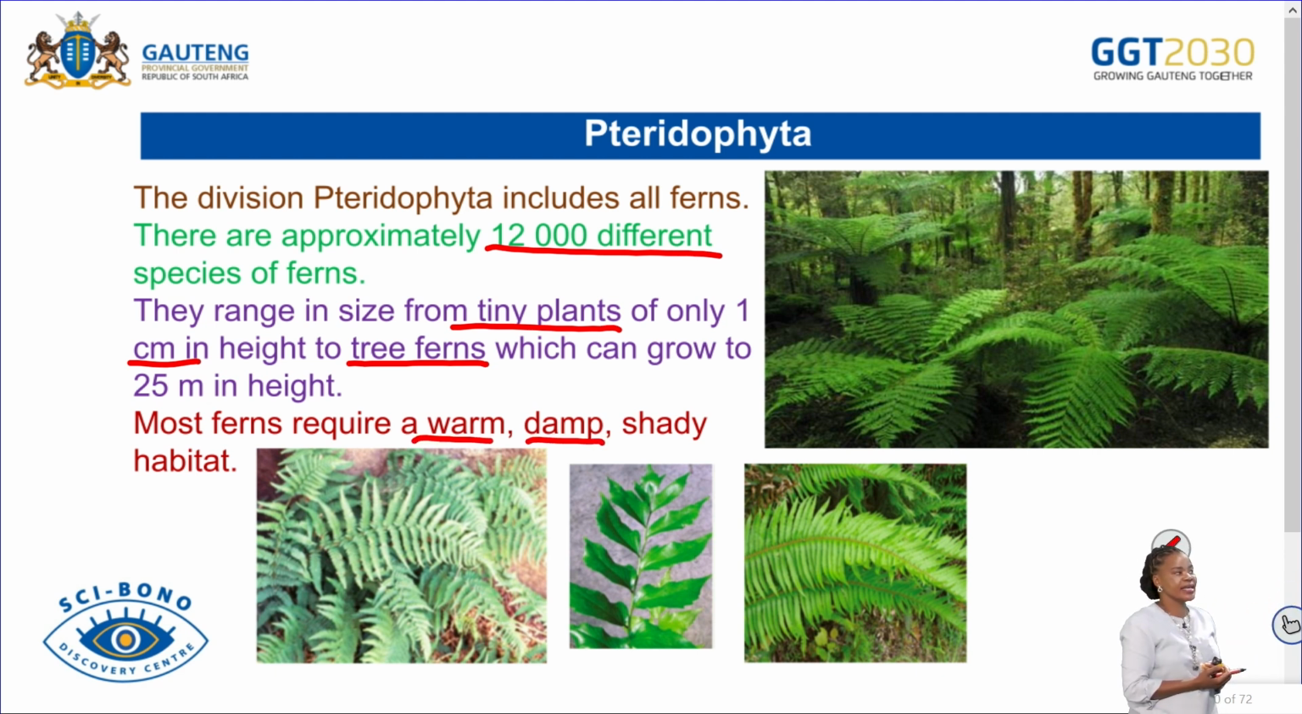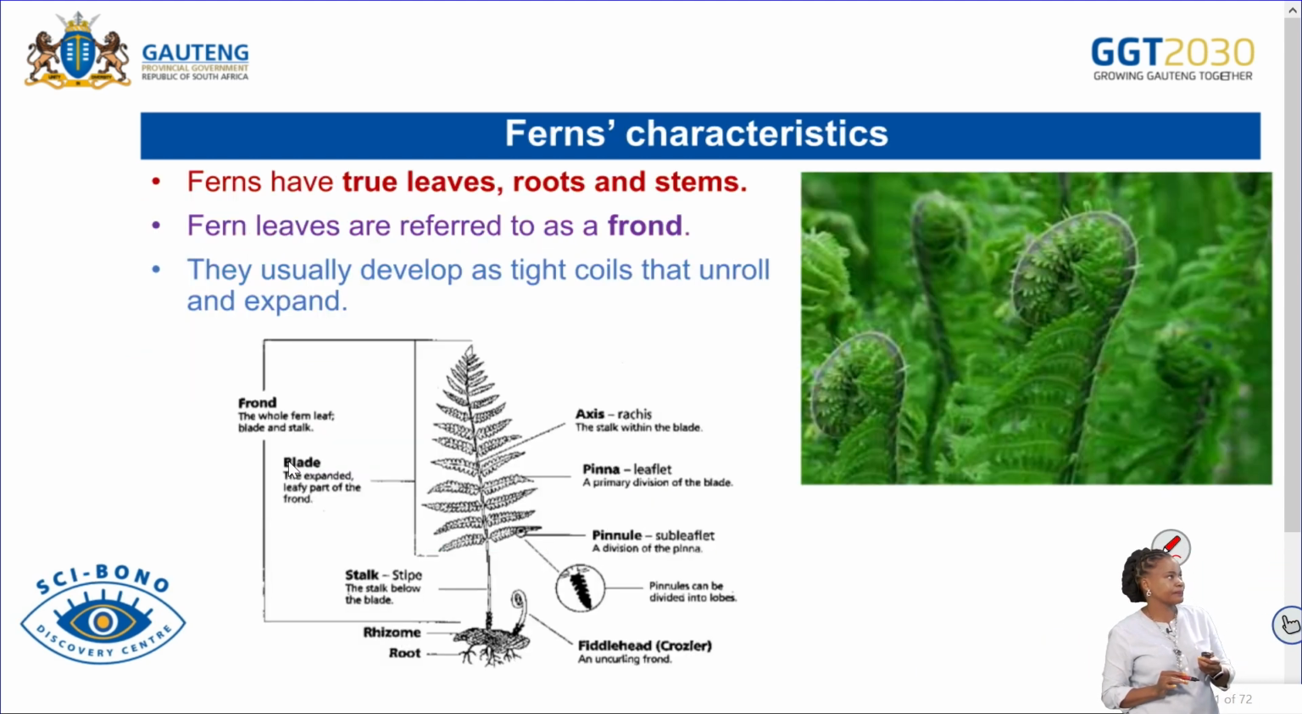They also need a damp and shady habitat. It is not that much different from the previous division. In other words, the environment which is conducive for ferns is almost the same as the suitable conditions of the bryophytes. So these are different species of ferns.